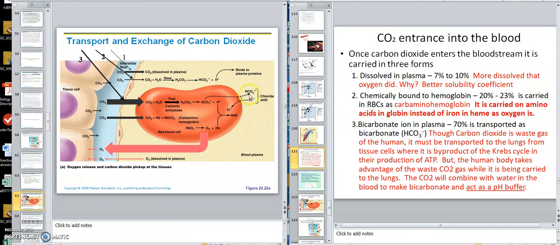Now, when this goes out, some of it may hook to sodium. Remember, sodium is an ion in higher concentration outside a cell and forms something called sodium bicarbonate. Now, all of this is happening in the loading aspect.